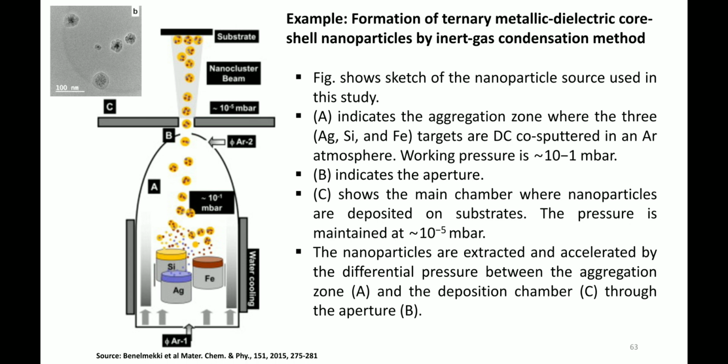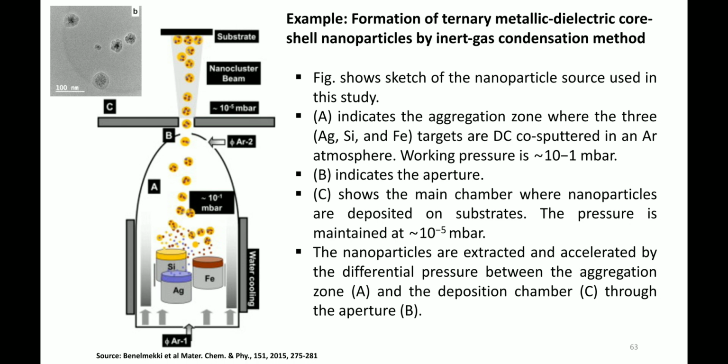But in order to understand how effective this method is and how it is useful for making some complex nanostructured hybrid nanostructured particles, I have taken one example, which is given in the reference shown here, okay.